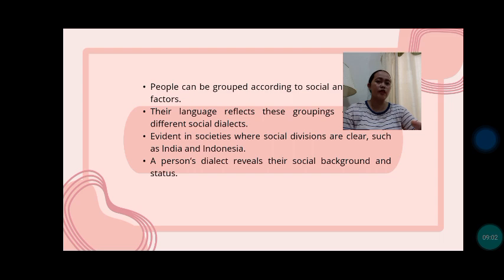People in society are often grouped according to social and economic factors. Their language, in turn, reflects these groupings. We call this social dialects. Social dialects are most noticeable in societies with clear divisions like India and Indonesia. Essentially, a person's dialect can reveal their social background, level of education, and status.